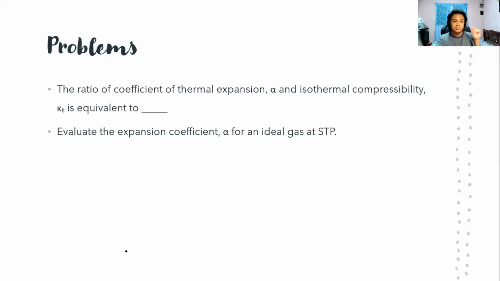So next problem, which is the last two problems that I will be solving in this part of the video. So this is actually easy. So we are asked to find the ratio of the coefficient of thermal expansion alpha and the isothermal compressibility KT. So we are asked to find alpha over KT. But in the Paris, this is actually beta over KT, but they actually mean the same thing. So just find this in your Paris.